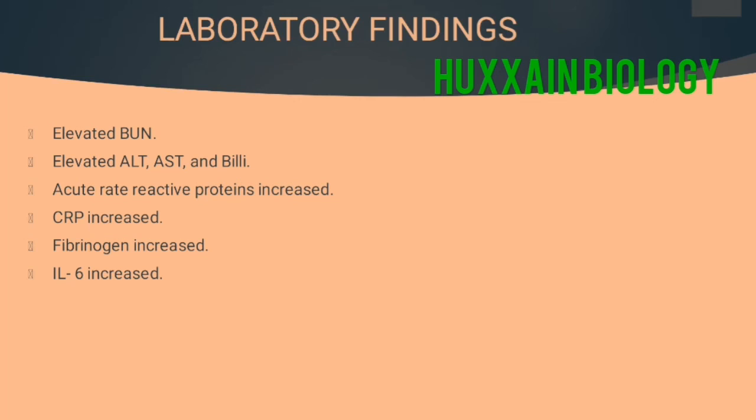The temperature occurs due to interleukin 6, because interleukin 6 enters the central nervous system and touches your temperature regulatory center and increases the temperature of your body. So exactly, the high temperature occurs due to interleukin 6.